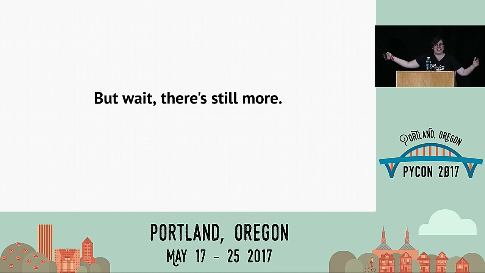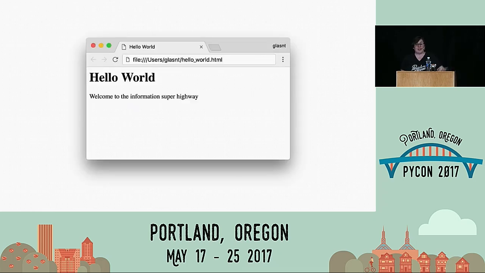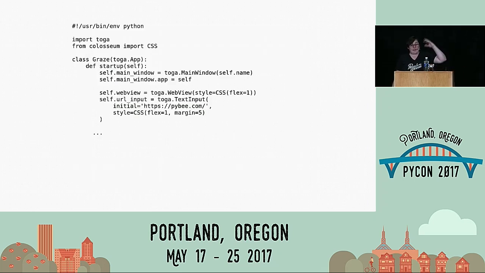But wait, there's still more. Toga is a toolkit and a collection of cross-platform widgets, which means we can declare a whole bunch of widgets, which means, you remember that browser window from before? That's just a widget. We can recreate that in Toga. If we have our Toga thing from before, we import the CSS from Colosseum. Colosseum is part of the Beware suite, which is to do with CSS because it has C and S and S in the middle of the thing, and it happens to be something to do with Rome.